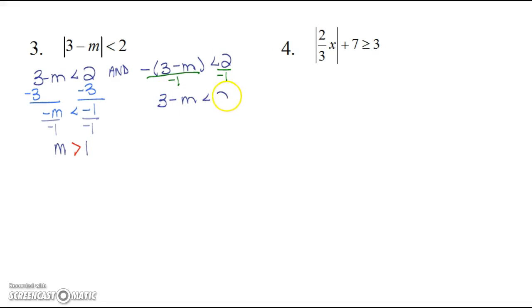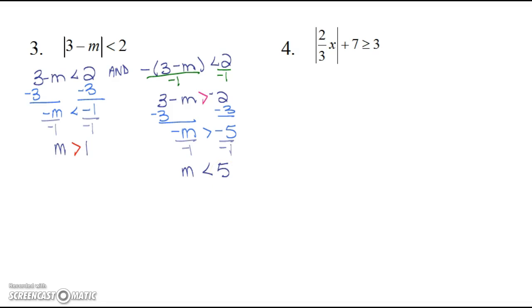3 minus m is less than 2. Sorry. I was about to remind you. Don't forget to flip the inequality because we're dividing by a negative. I will subtract 3 from both sides again. Negative m is greater than -5. We're dividing by -1 again. Change the symbol back. M is less than 5.